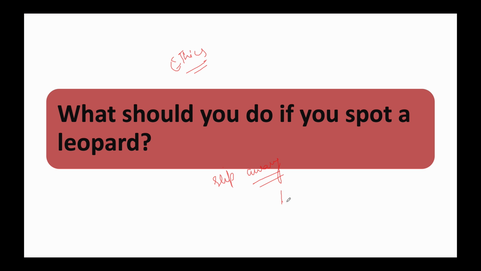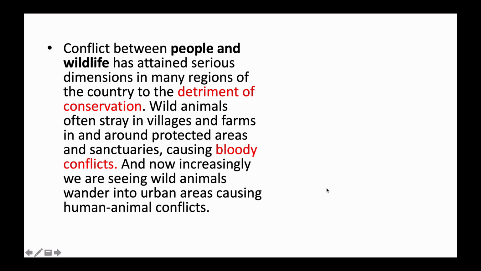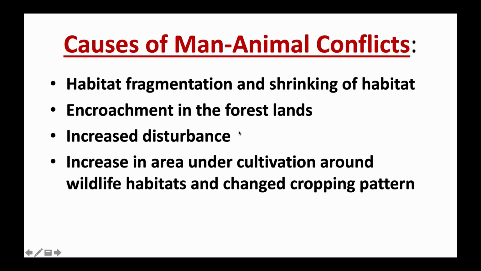So this is why we are specifically talking about leopards in this lecture, because their behavior is different. Here you can read these lines, that conflict between people and wildlife has attained serious dimensions, because lately we are seeing a lot of such examples. And what is the harm here? It is detrimental for the conservation of these wild animals. So then we see bloody conflicts. Now from the mains perspective, what is important here?